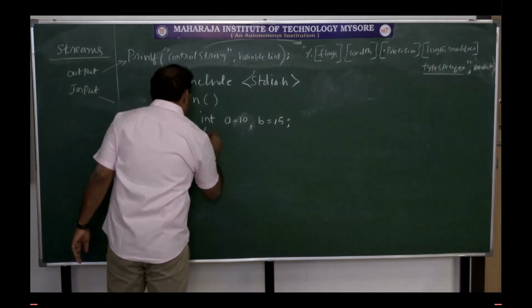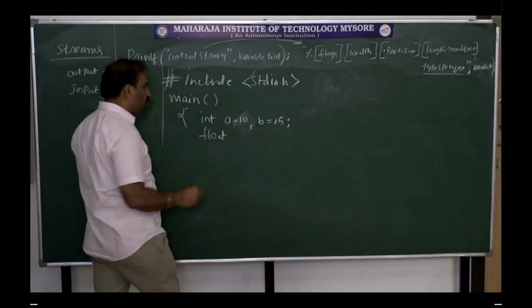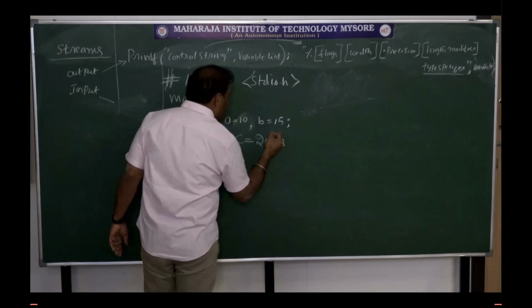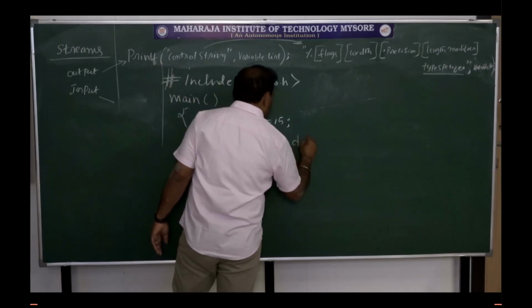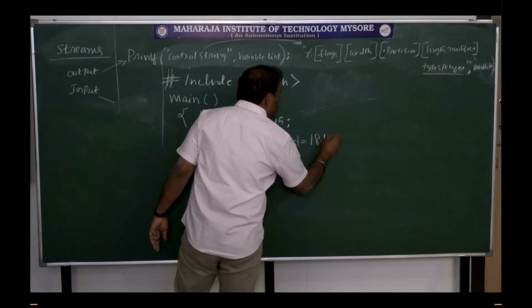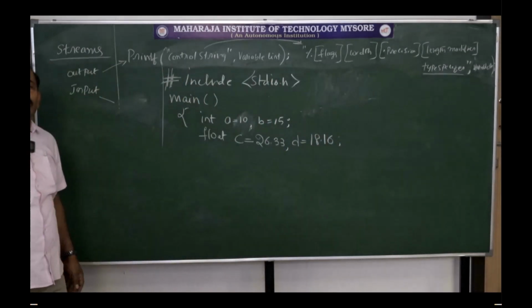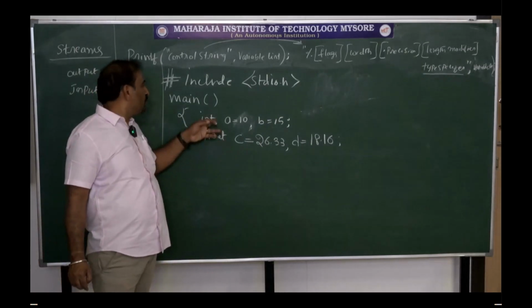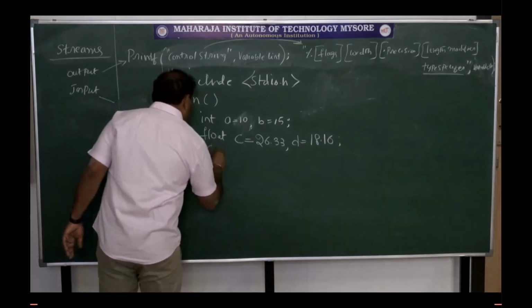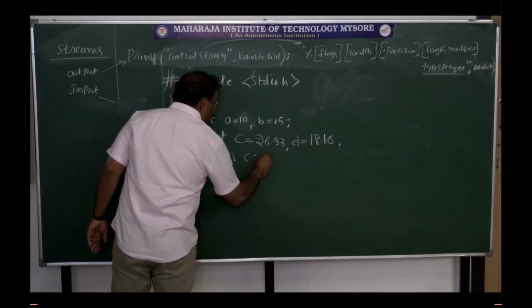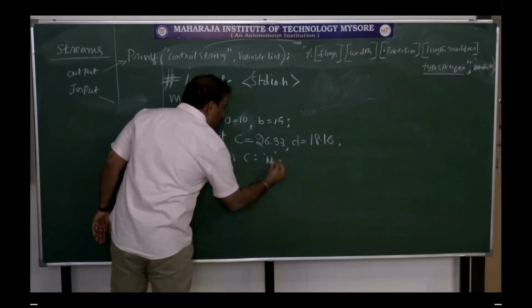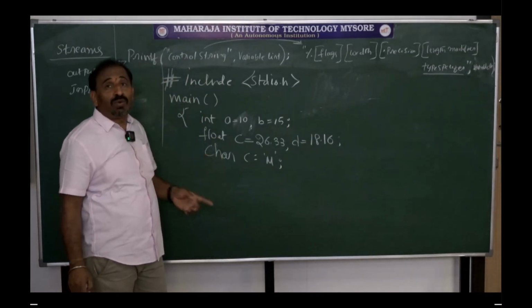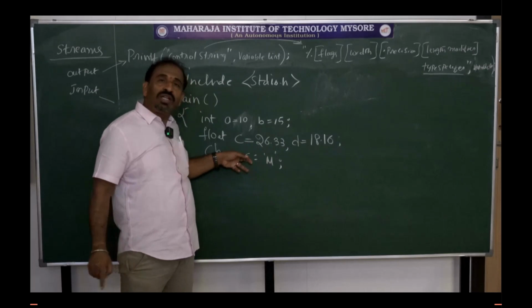Now I am declaring two variables, float c equal to 23.333, comma d equal to 18.16. I have taken two variables called c and d. They are of float type, the real numbers. The earlier ones are integer numbers. Similarly, I can take a character, char c equal to 'M'. I have stored M, a single character. I told you a character can hold only one character.